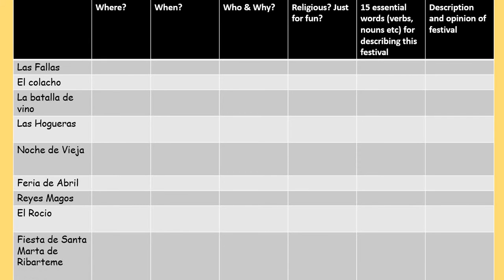Now, a bit of research, a bit of ICT independent work for you, was to find out for each of those: where is it celebrated and when, who celebrates it and why, is this festival religious or is it just for fun? Then 15 essential words, which can be verbs or nouns or adjectives, in Spanish for describing this festival, and then a very brief description and your opinion on your first impressions of this festival in Spanish. That is just a sentence.